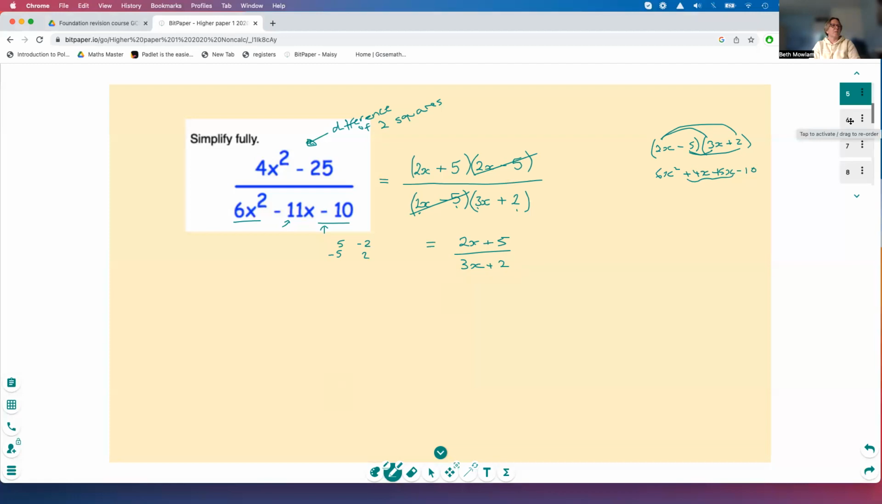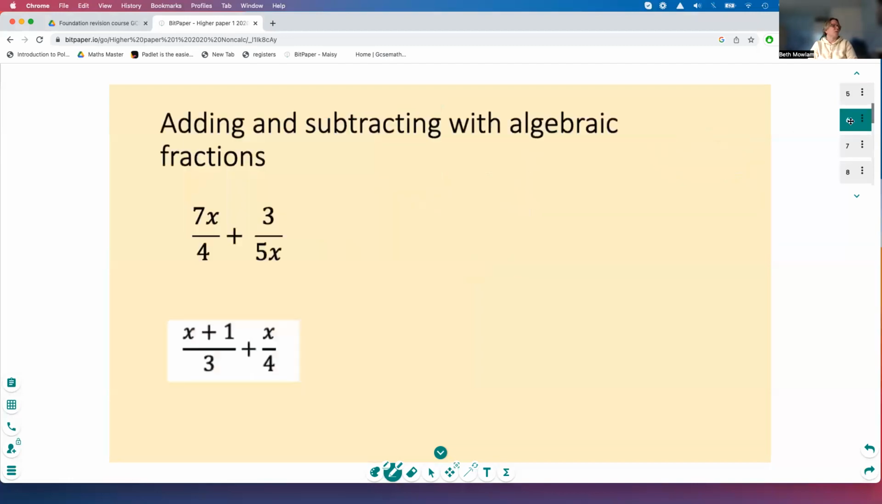Good. Hope that's making sense. It's always factorize the easiest one of the 2 first, and then use what you know from that top line or the easier one to help you factorize the harder one. So that is how you simplify. You factorize first.